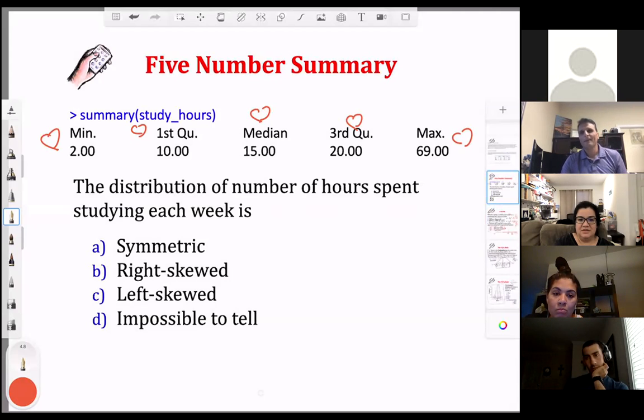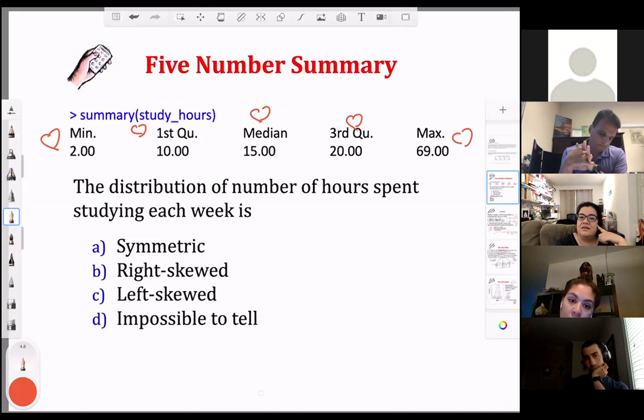But we challenge you. With that data, if you picture the graph, do you think it's symmetric, right skew, left skew, or impossible to tell, or we don't have enough information? What do we know about the distribution of number of hours spent studying each week? Left skewed. Yes.